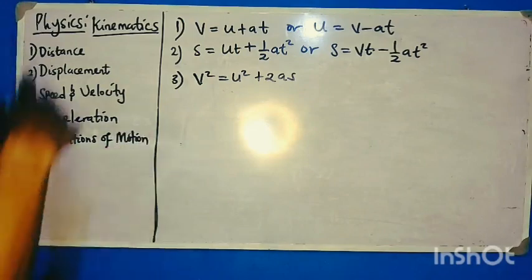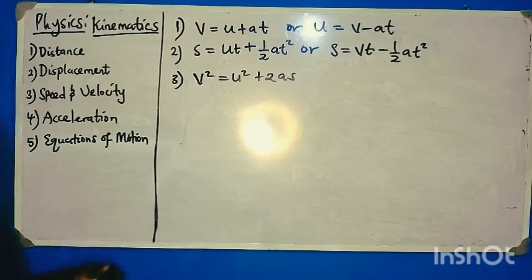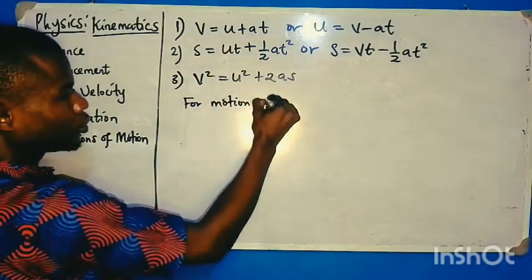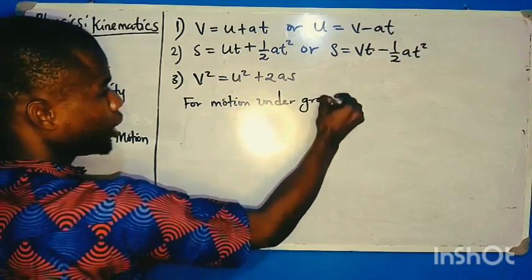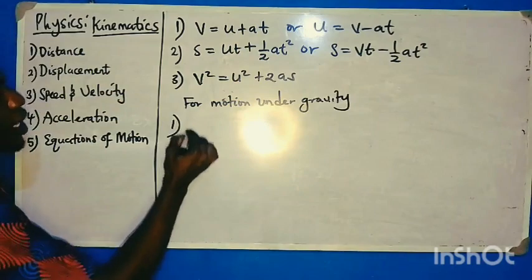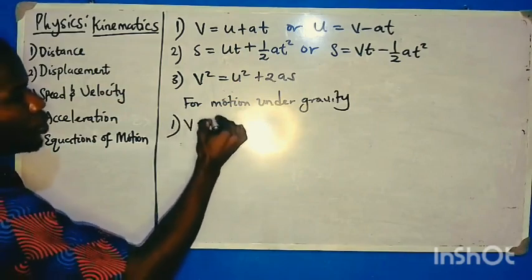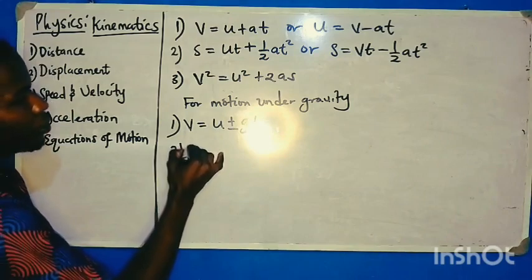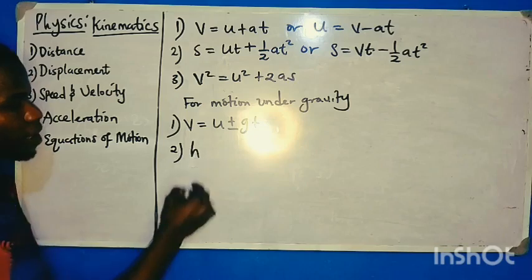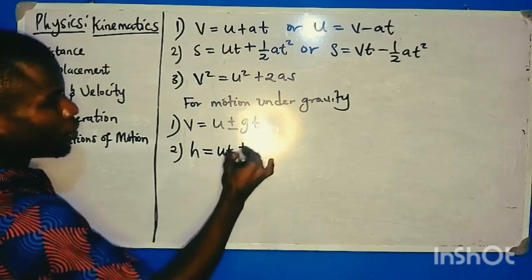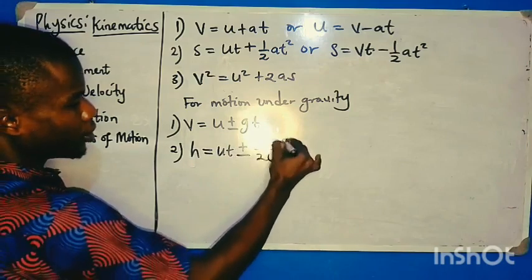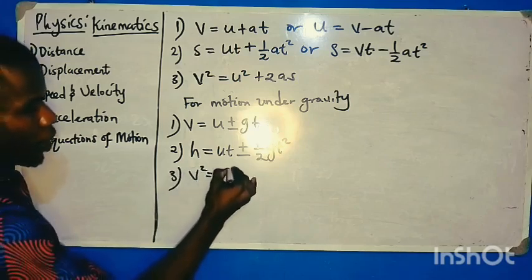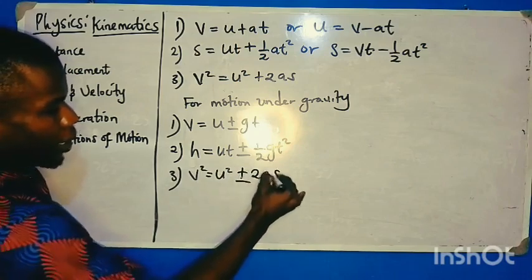What if the body is going up and coming down? That's motion under gravity. For motion under gravity, we have the first one as v is equal to u plus or minus gt. The second one, where we use the height h, is h is equal to ut plus or minus half gt square. And the third one is v square is equal to u square plus or minus 2as.